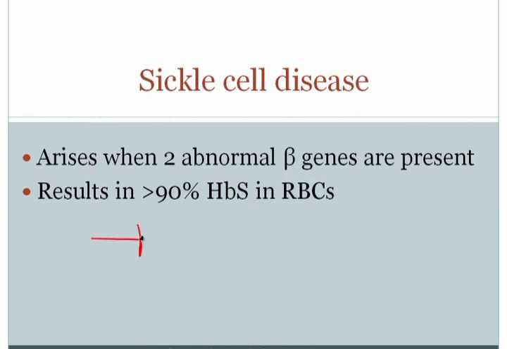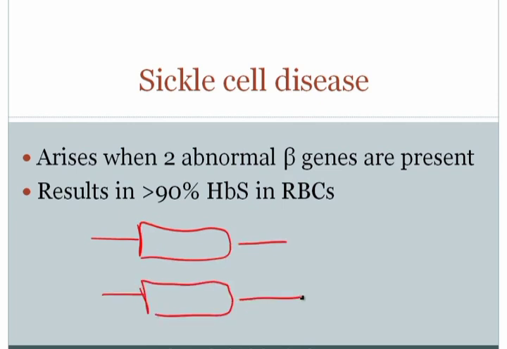Here's the idea. We know that we have two beta genes. So here's beta gene 1 and here's beta gene 2. Imagine if this beta gene has a sickle mutation, and this beta gene also has a sickle mutation. Then when this beta gene produces beta, you'll get beta 2 dimers, and when this beta gene produces beta, we'll get beta 2 dimers, and of course, this will dimerize with alpha 2, and also with alpha 2. But in both cases, this is beta S.